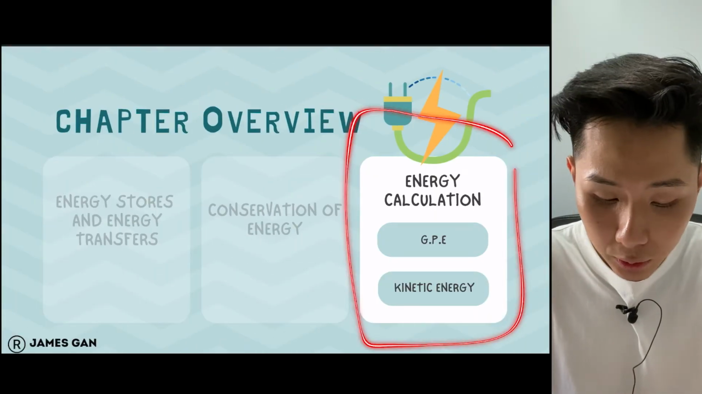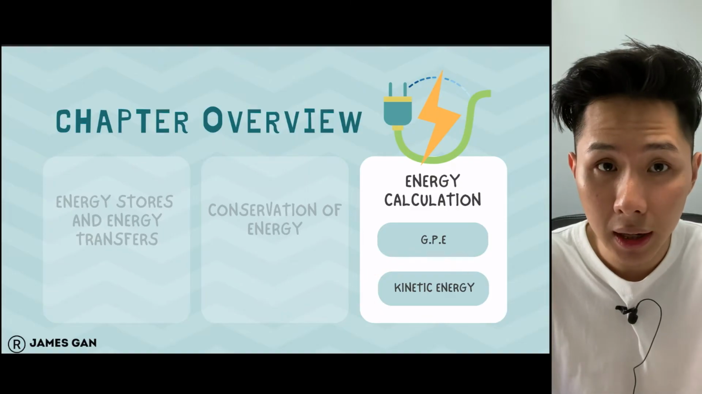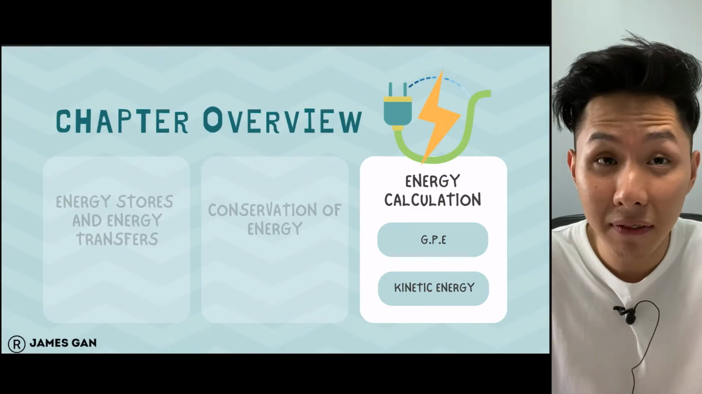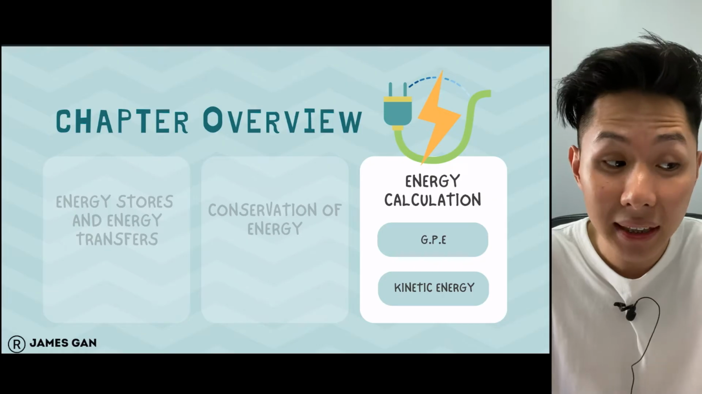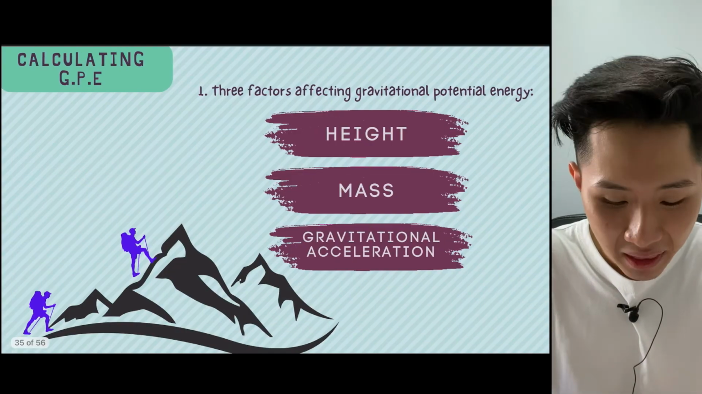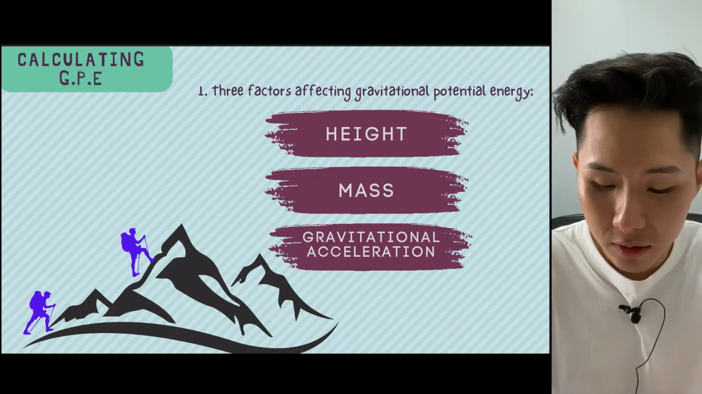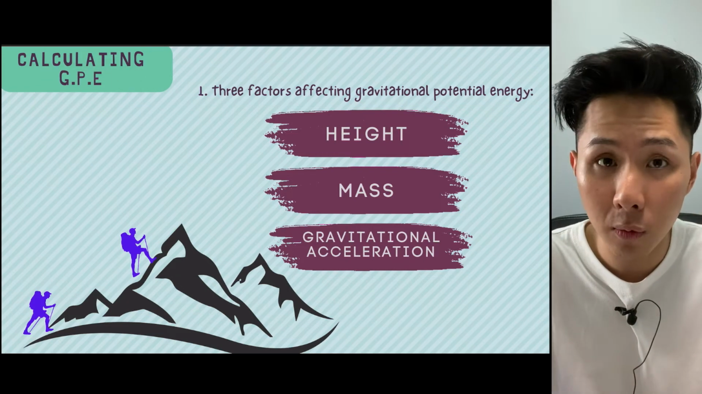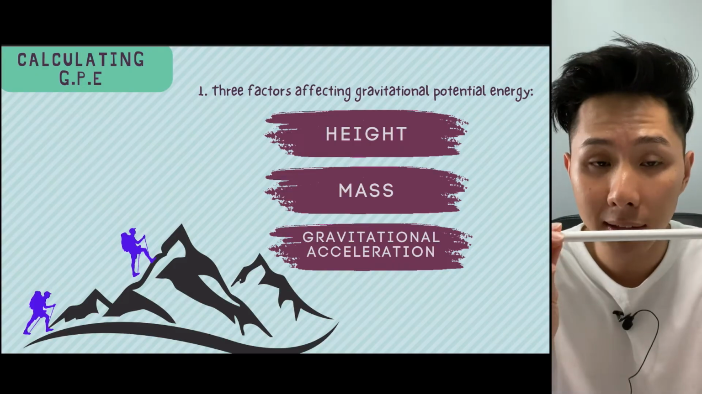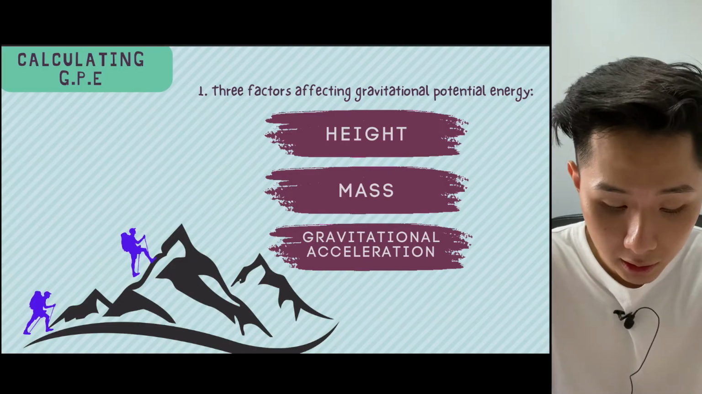So let's move on to the very specific types of energy, G.P.E and kinetic energy. These are the only energies which have formulas, and you can calculate for a moving object how much energy is in it. So let's look at the G.P.E first. As I said, gravitational potential energy is the energy an object has when it's lifted up to somewhere. In this example, it will be this vehicle.